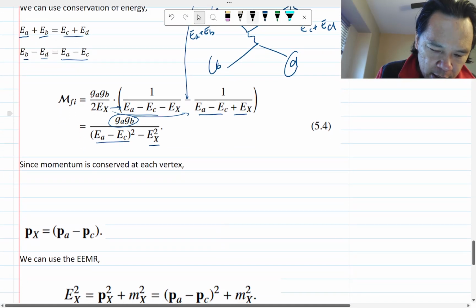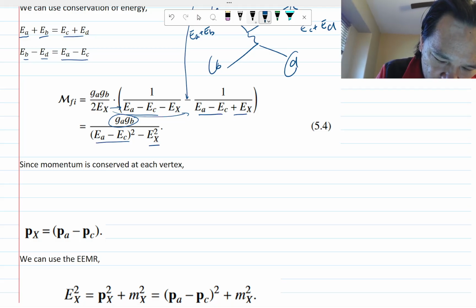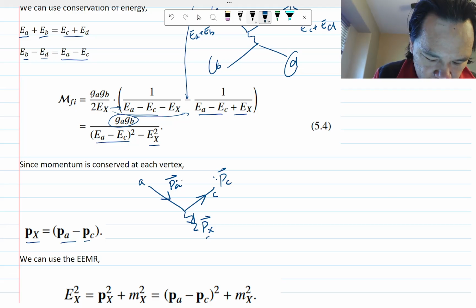Since the momentum at each vertex is conserved, remember that if you have a particle A coming in with some 3-momentum PA, and it spits out a particle X, say it was going this way, PC, the momentum of PX is going to be the difference between these two momenta.